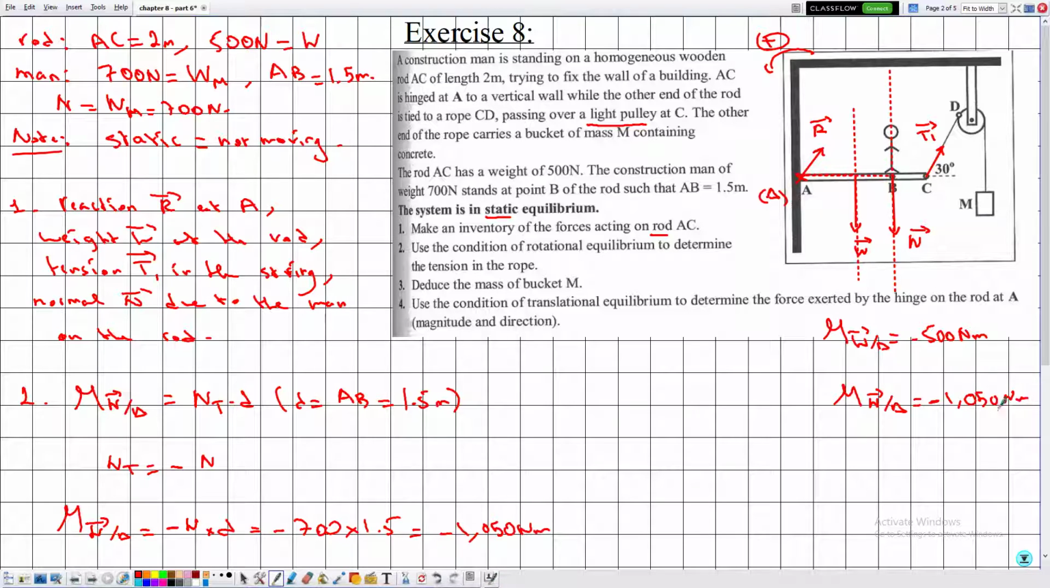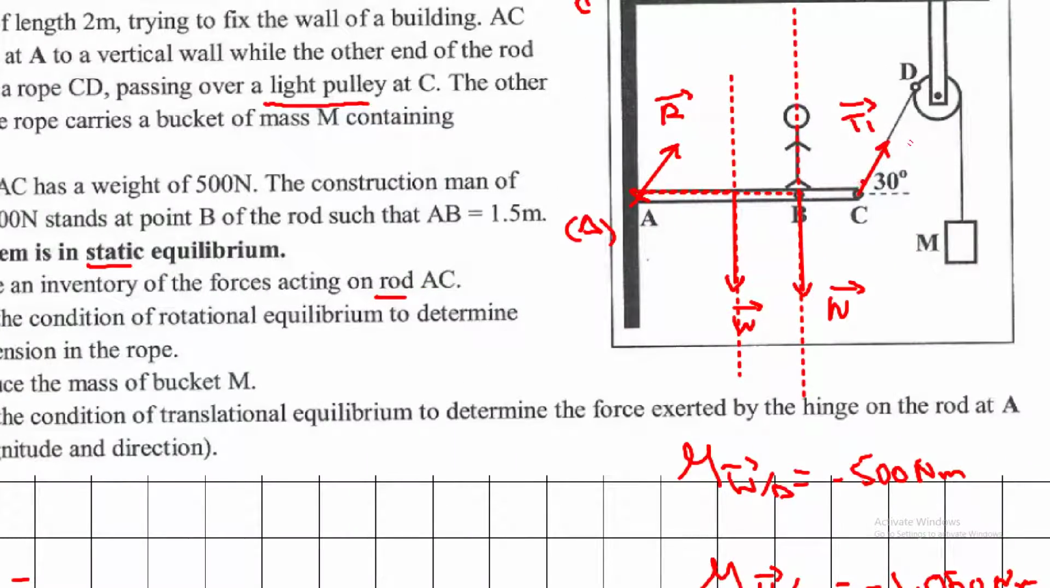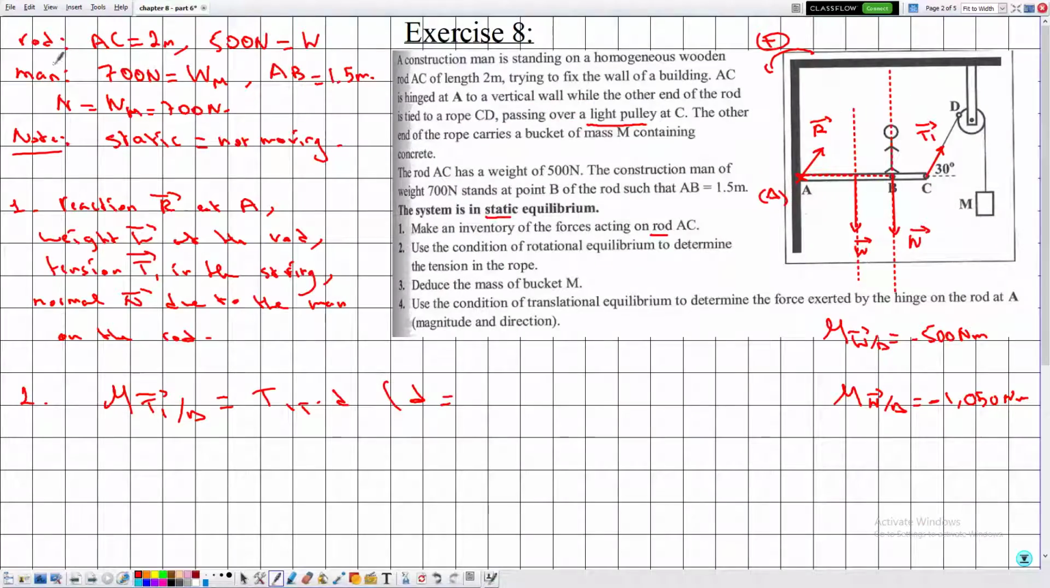Now recall that we are interested in determining the tension of the rope, so the moment must be expressed in terms of the tension. So let me erase everything. The moment of the tension T1 around the axis delta is given by T1 tangential multiplied by D. D is the distance from the axis of rotation to the point of application of T1, which is given by AC. In this case, AC is equal to 2.